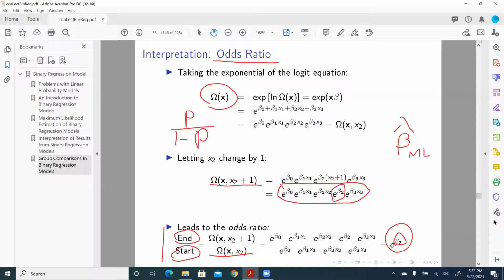So here we can make a very, very nice statement. We can say it doesn't matter actually what values all other explanatory variables are held to. It doesn't matter, and it doesn't matter even where x2 starts. As long as we increase x2 by 1 unit, we would expect the odds of y equal to 1 to vary by a factor of e raised to the power of beta 2.